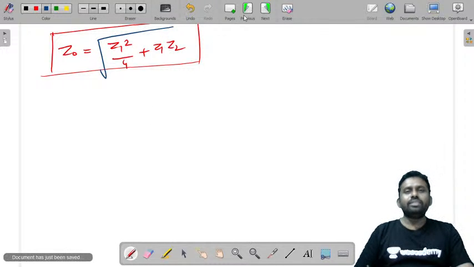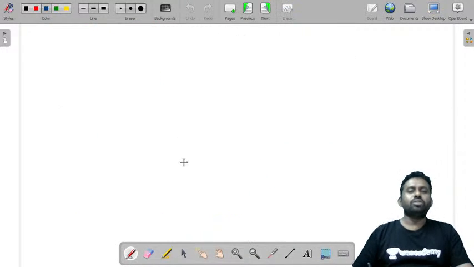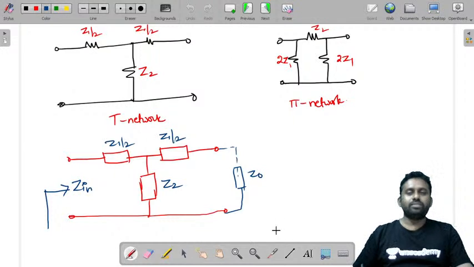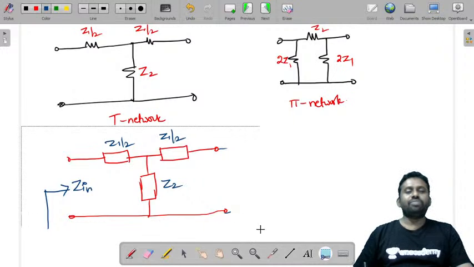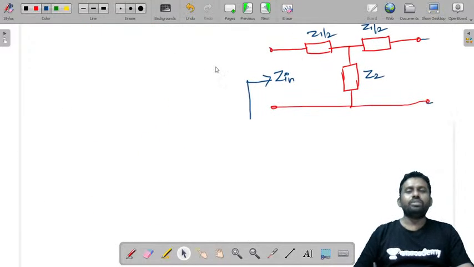Now let us take the same network and try to find its open and short circuit parameters. Let's just eliminate this as of now and take it to the next slide, and let's find open and short circuit parameters. Now let's say this is an open circuit.